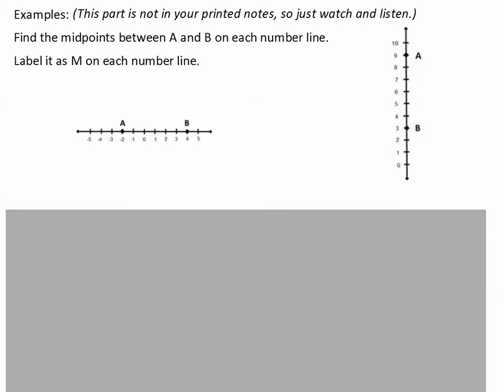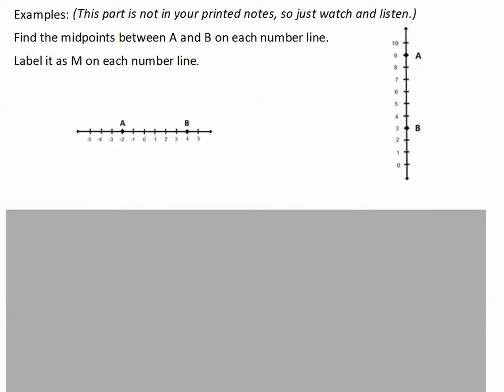Now this part that we're going to talk about is not in your printed notes, so go ahead and just watch and listen for a bit. We're going to find the midpoints between A and B on each number line. We're going to label it as M on each number line. Go ahead and ask yourself, where do you think I should be labeling M on this number line?